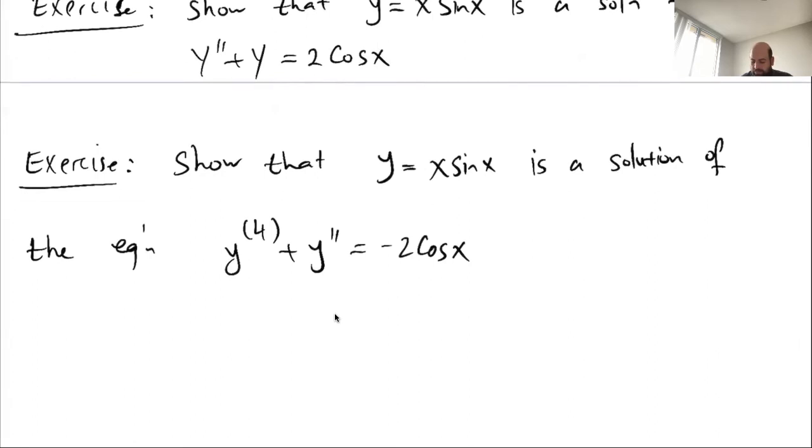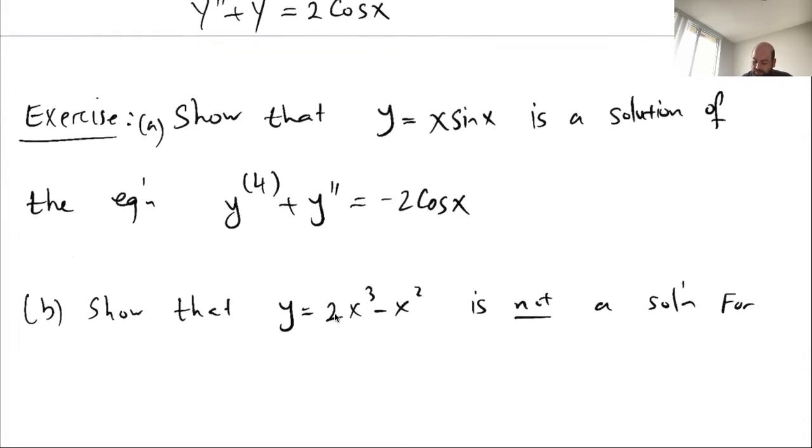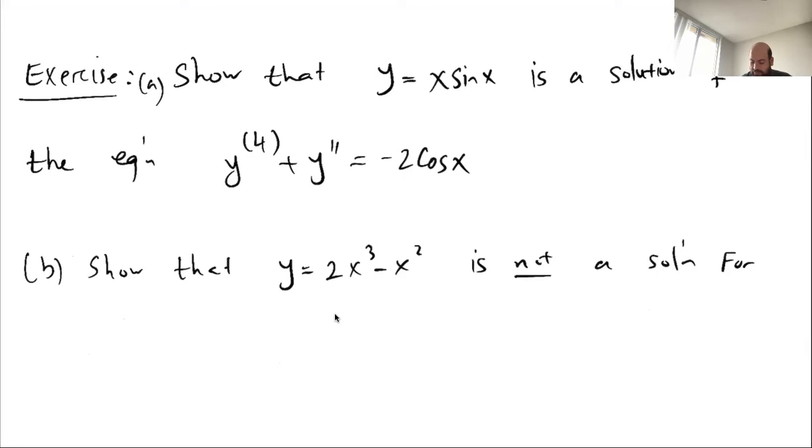Okay, now again, let me say this is part A, and part B, let's say show that y equals, let's say, 2x cubed minus x squared is not a solution for the equation above. So this function is a solution for this. This function is not a solution for this.